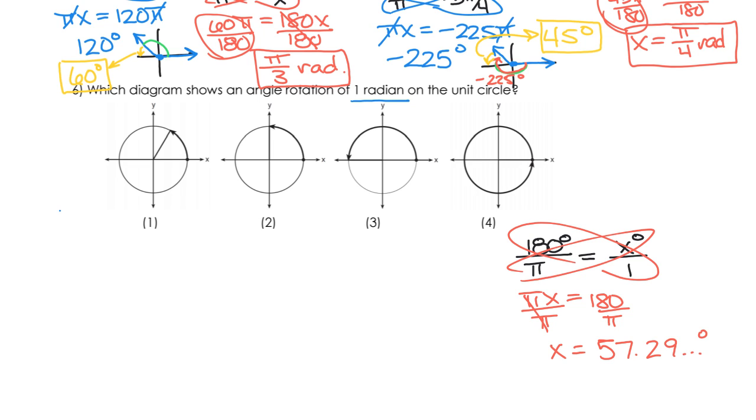It's definitely in quadrant 1 because this is 90 degrees and this is 0 degrees, and 57 is about halfway in between there. Okay, this would be a 90-degree rotation. This would be a 180-degree rotation, and this is a 360-degree rotation. So it's definitely number 1.